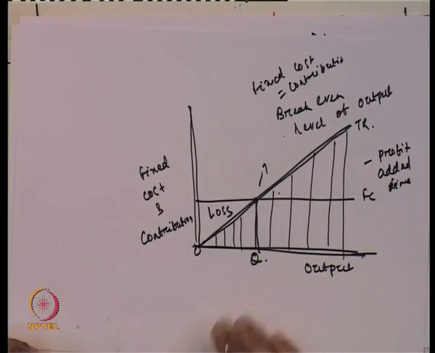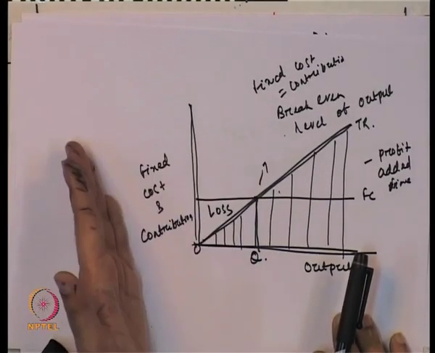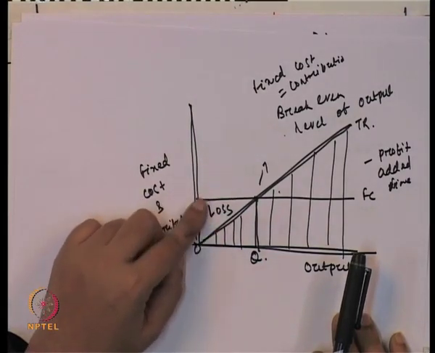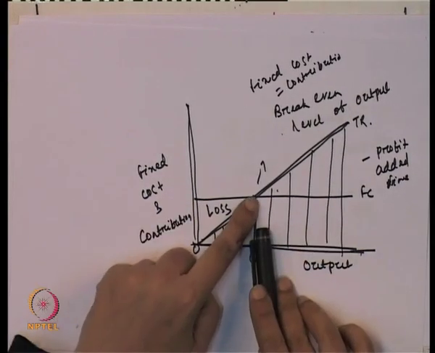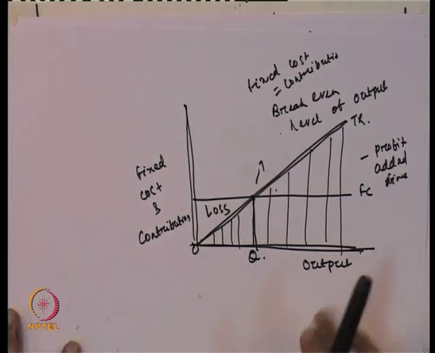So, at the output level OQ, contribution equals fixed cost. Before this, the contribution is less than the fixed cost, that is why the firm is incurring loss, and beyond this point the contribution is more than the fixed cost, and that is the reason the firm is getting the profit.